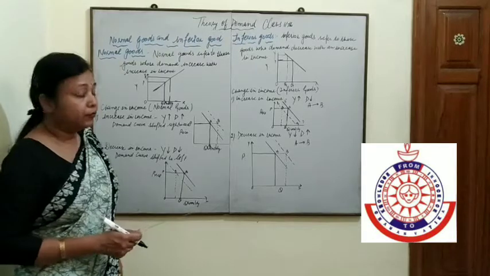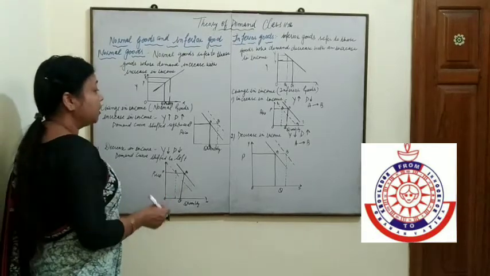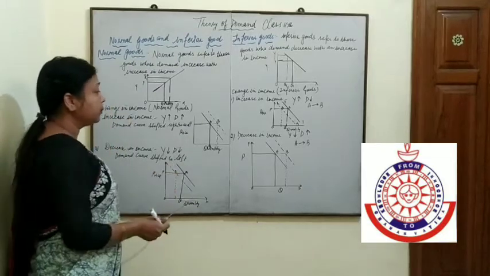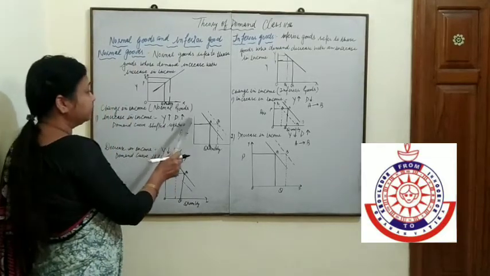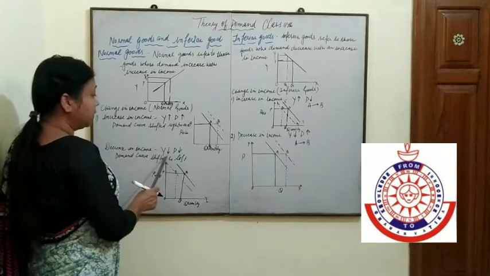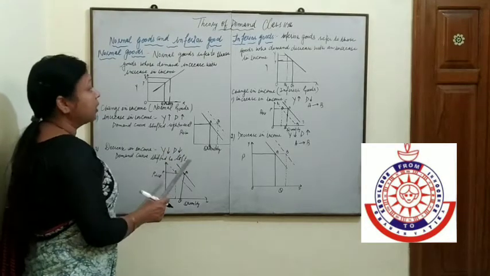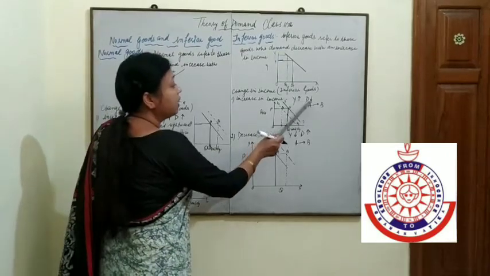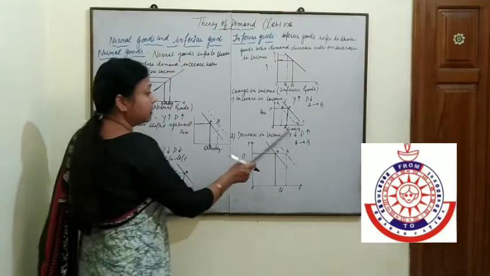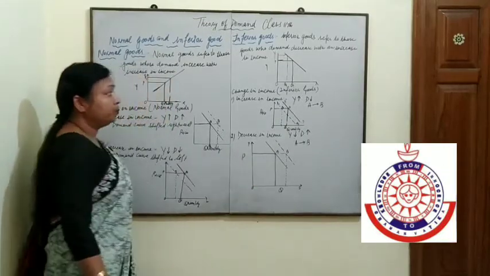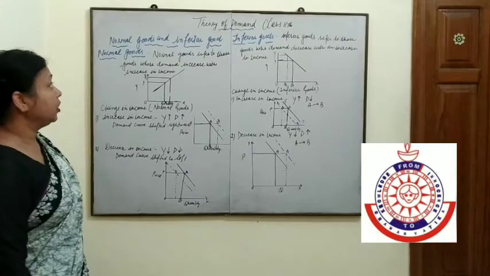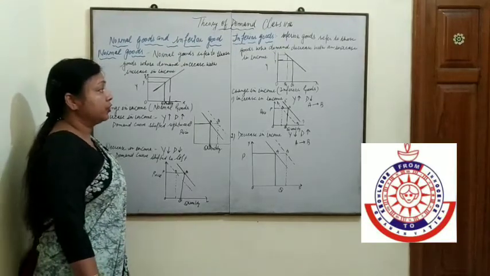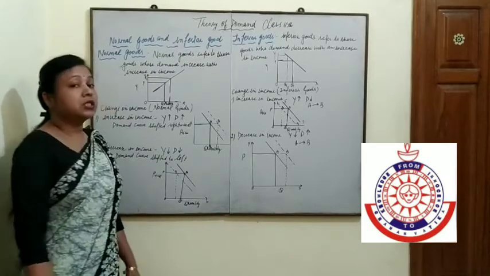So in case of normal goods or inferior goods, we are shifting leftward and rightward, but here is a difference. In case of normal goods, when income increases, demand is increased. Income decreases, demand is decreased. But in case of inferior goods, it is the inverse. When income increases, we are demanding less. When income decreases, we are demanding more. So this is our topic of normal goods and inferior goods, and how these affect the demand curve. This is our last topic.